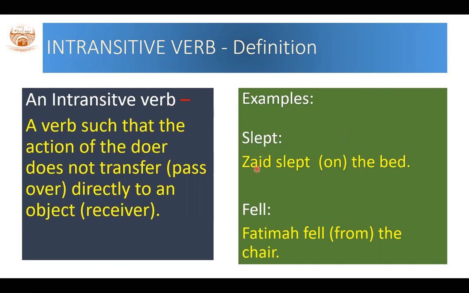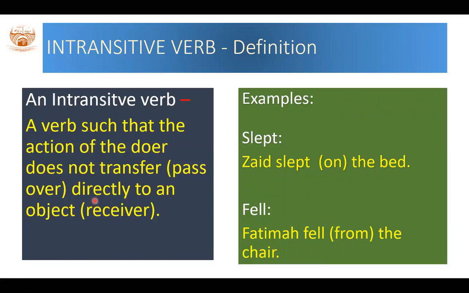Example, the verb he slept. You can say Zaid slept on the bed. The verb fell. Fatima fell from the chair. You see, the action of sleeping remains only with the subject. Who did the action here? Zaid slept. So therefore, Zaid is the subject of the verb. Did we have a direct object? No, we did not. The action remained with the subject and did not transfer over, did not pass over directly.